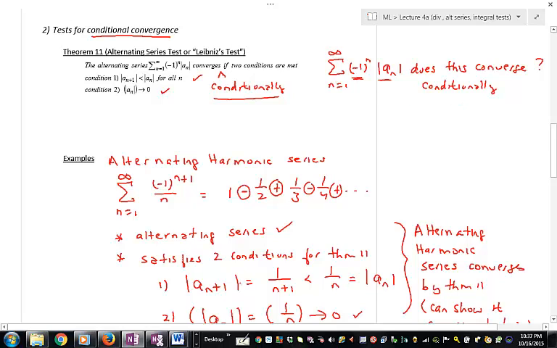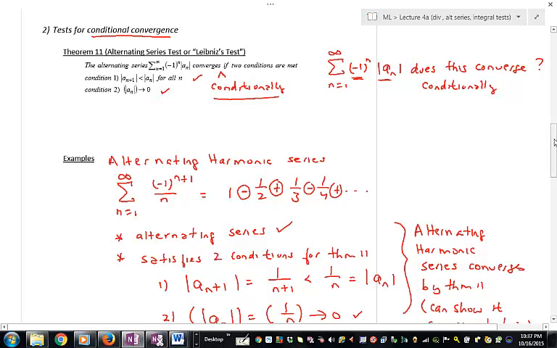It turns out that if the terms in that series meet two conditions, first, that the magnitudes of the terms are decreasing, and second, that the terms themselves converge to zero, then we're guaranteed that that alternating series will converge conditionally. And I have to put this term conditionally in, okay?